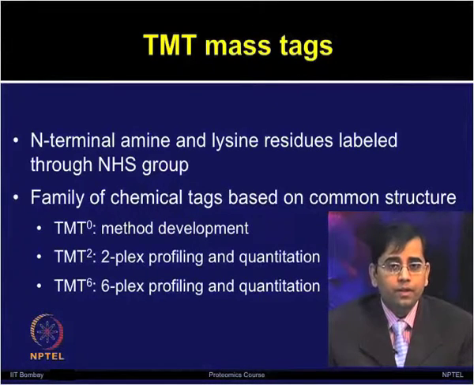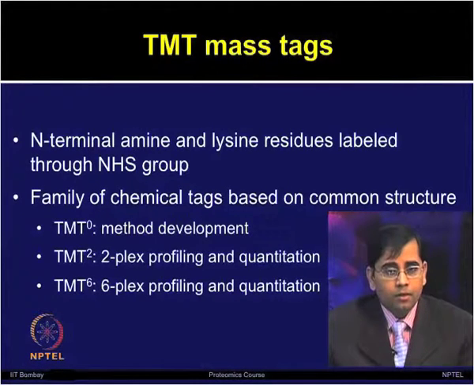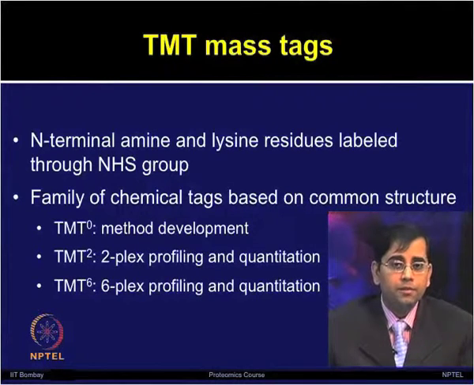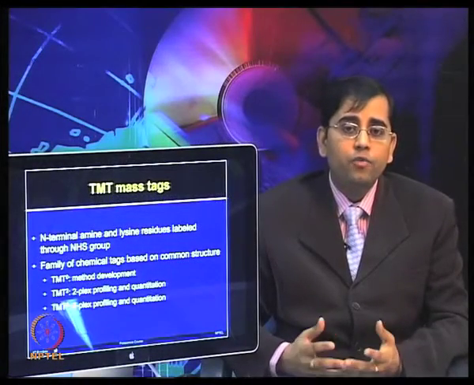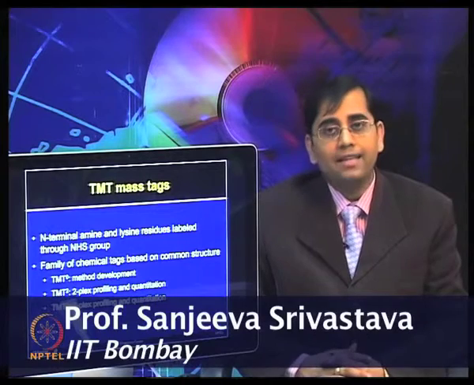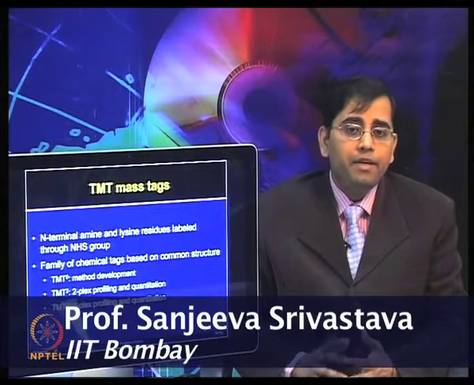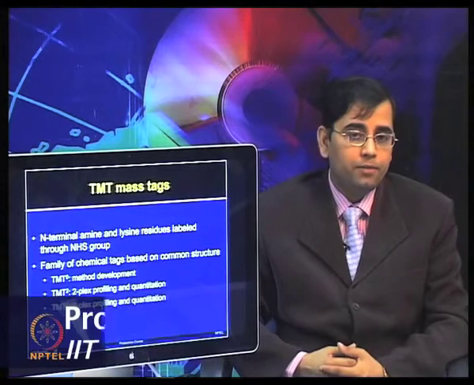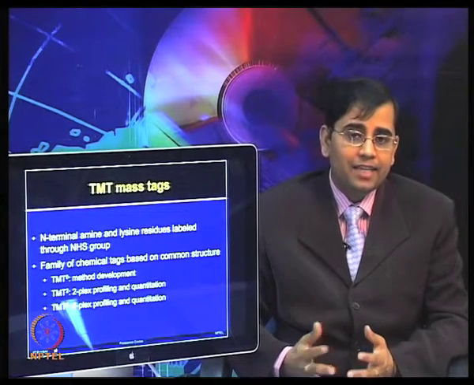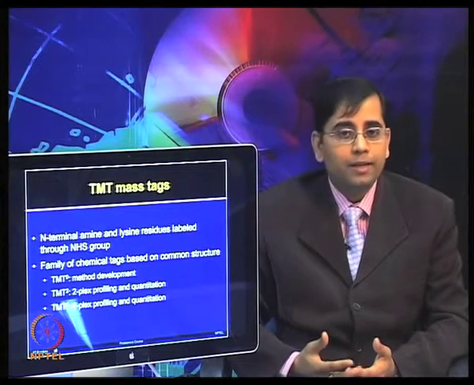There is a family of chemical tags which are based on common structures. The series of TMT tags available: TMT 0, TMT 2-plex, TMT 6-plex. So, these TMTs are an innovative set of isobaric mass tags for labeling proteins and peptides at amine functions, and mixing of up to 6 different protein samples is possible. While duplex and 6-plex labels, TMT differ by the number of isotopic substitutions.